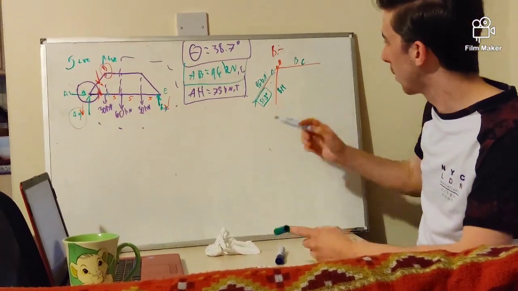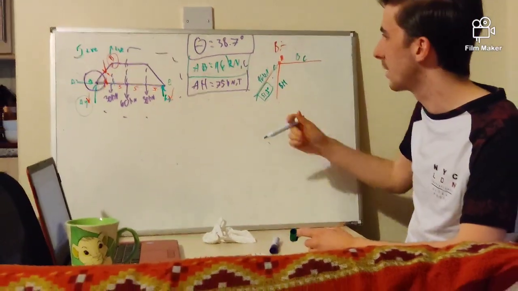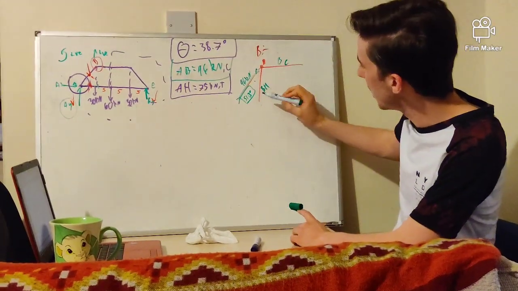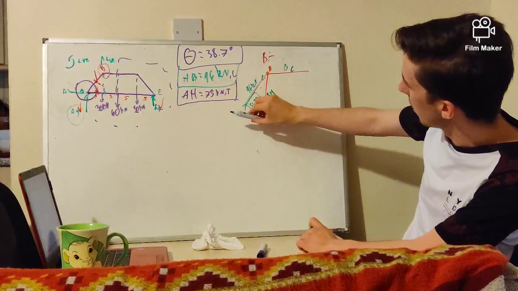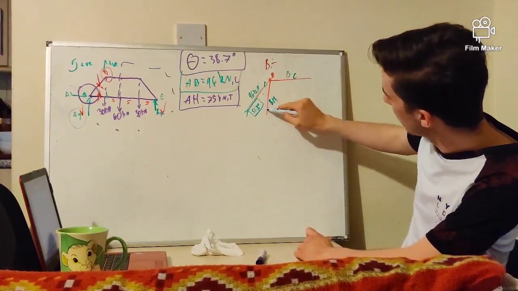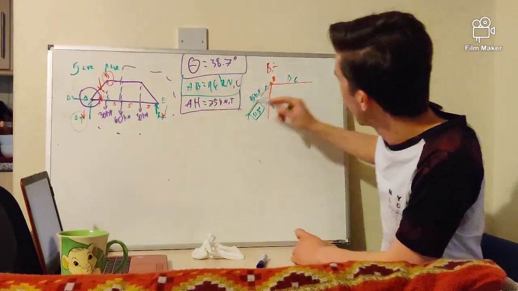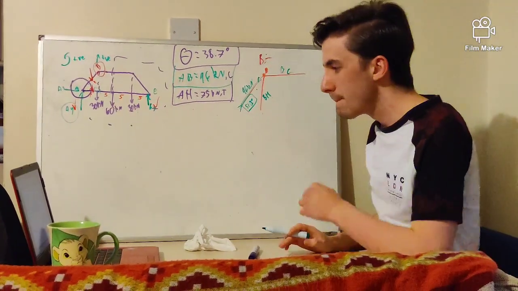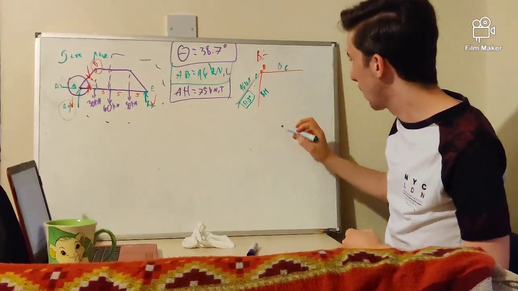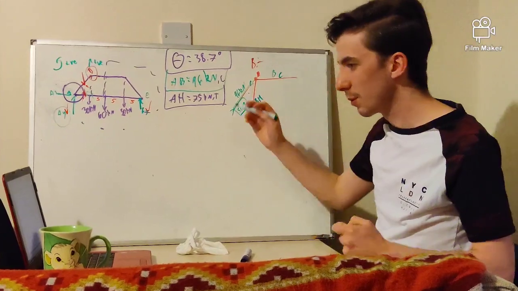So we know it all adds up, and I think it was going to be 90. All the angles in a triangle add up to 180. We know this one was 38.7. That one's clearly 90. Oh, this one. So that one has to be 51.3. Okay, so let's go back to what we did again.